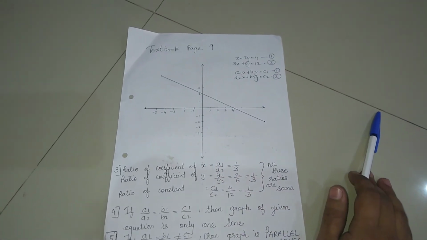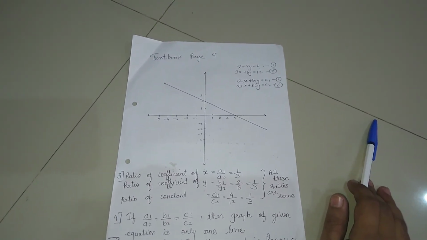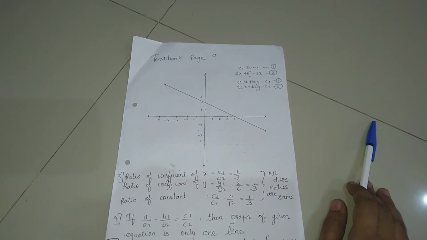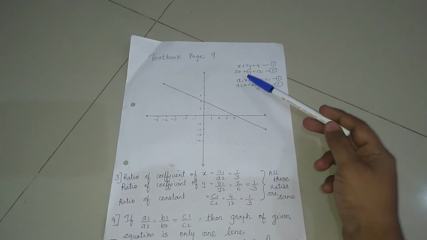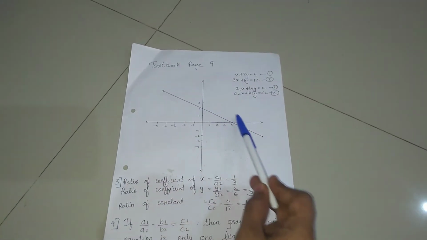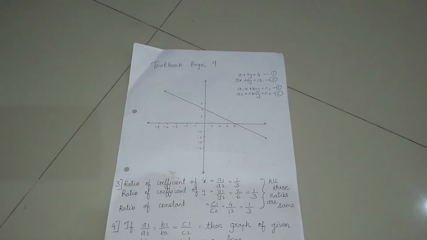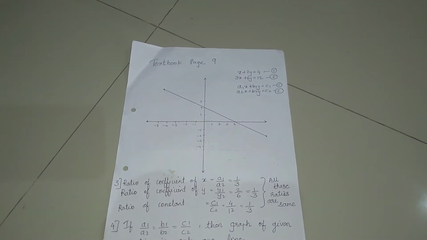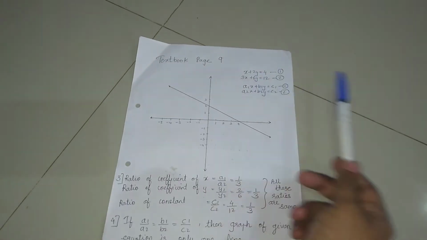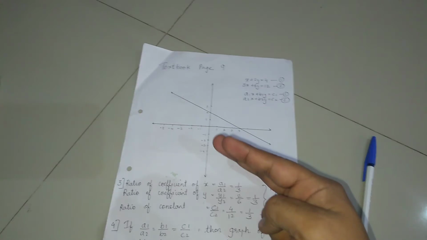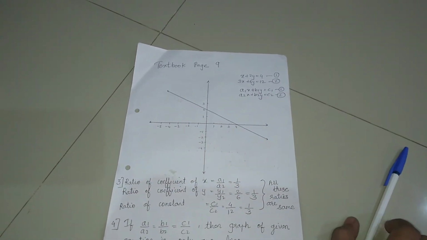Now let's see what questions are given in the textbook. The first question is: are the graphs of both the equations different or the same? When we draw a graph of both the equations, we get one straight line. What does it mean? The graphs of both the equations are the same, because we get one straight line. That means the lines coincide with each other.